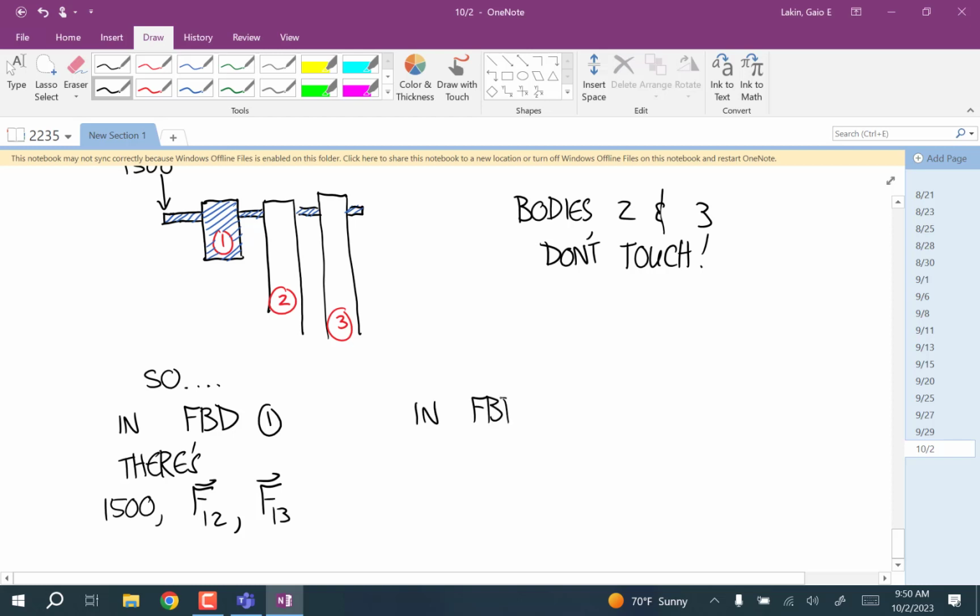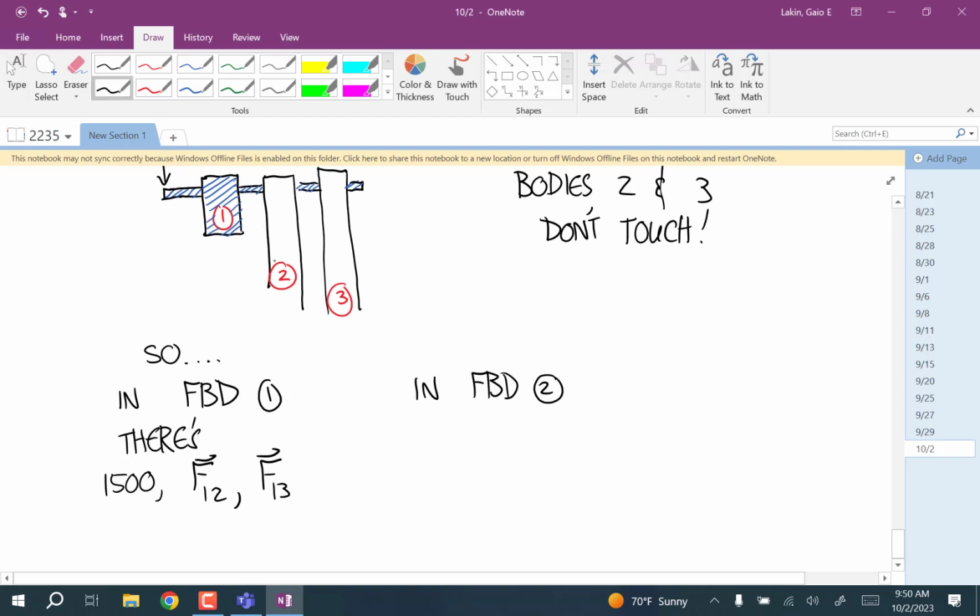In the free body diagram for member 2, what forces does member 2 see? Negative F12. Yep. Anything else? Nope, that's it. Okay. And then same thing with member 3. The only thing that member 3 touches is the blue pin. So negative F13.